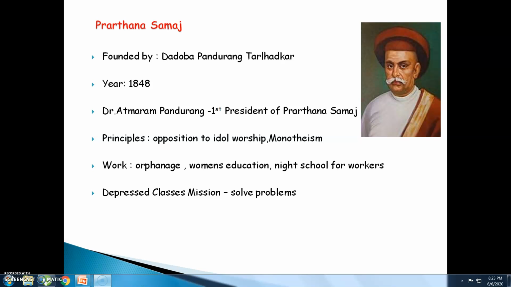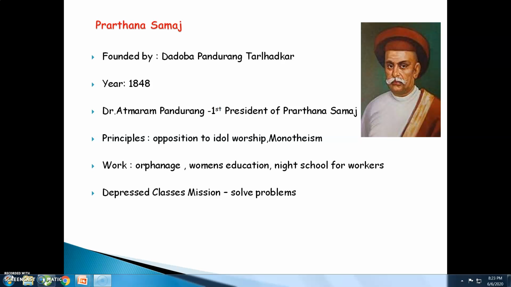The work of Pratna Samaj was that they started various orphanages. Orphanages means a house, an institution, an organization that takes care of children who do not have their parents. They started women's education. All of us know that in India, the condition of women was very poor. Women were never allowed to take education. Pratna Samaj started education for women and also started night schools for workers.